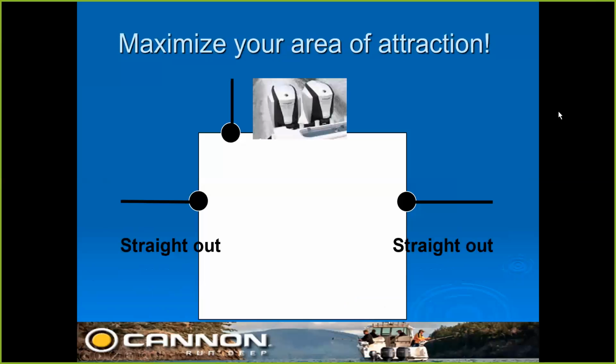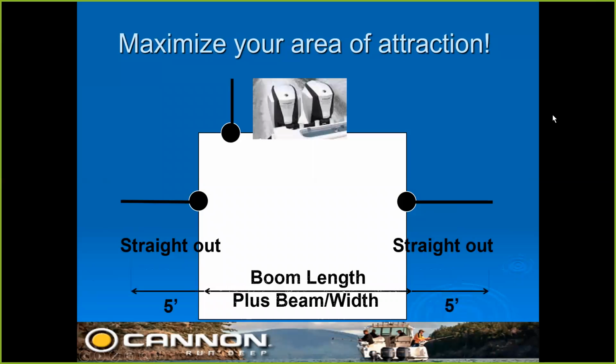Maximize your area of attraction by getting your downrigger boom straight out. Think about this. If the beam of your boat is 8.5, 9 feet, pretty standard width, and you have 2 5-foot downrigger booms protruding straight out from the side of the boat, you just extended your reach by 10 feet. Not only does this maximize your area of fish attraction, but it's also going to minimize tangling, fouling gear, keeping it out of your props. There's absolutely no reason not to get your gear well out away from the boat. And that's what long downrigger booms extended fully will do for you.